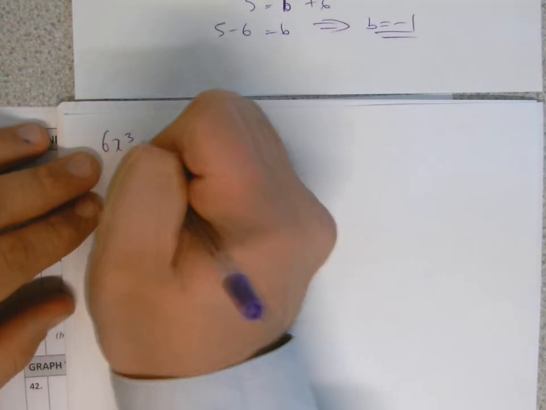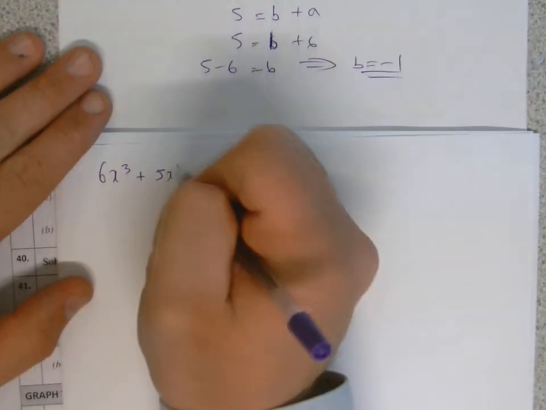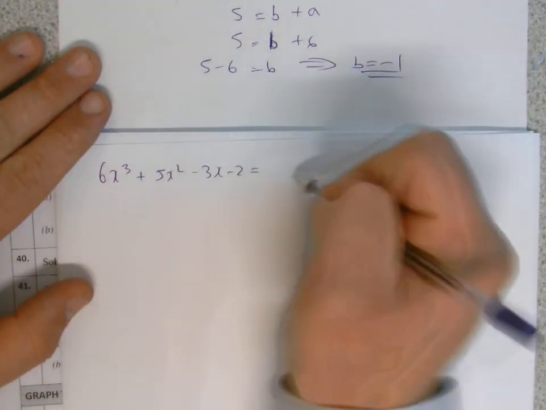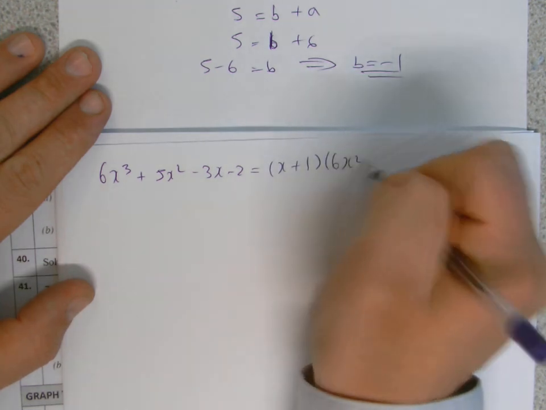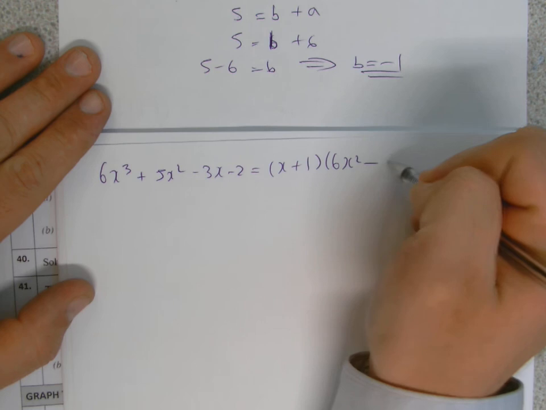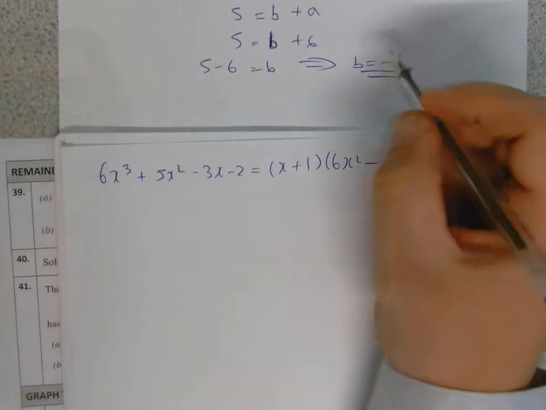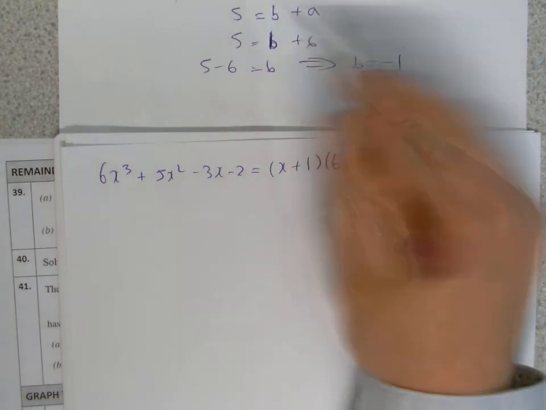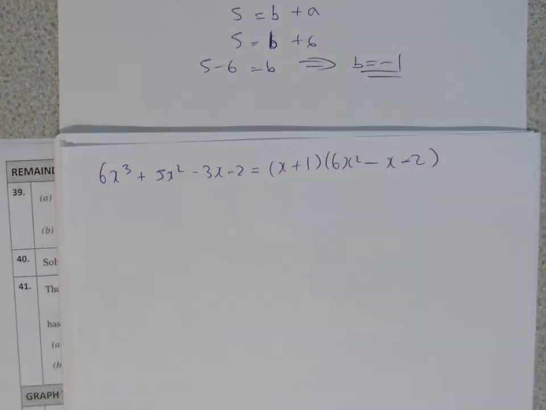So your answer then becomes 6x cubed, sorry, plus 5x squared, take away 3x minus 2 will equal x plus 1, and then you put in your a, b and c, so that'll be 6x squared minus x, okay? And then your c is, where was my c gone? Minus 2. Okay, so I worked out my a, b and c.